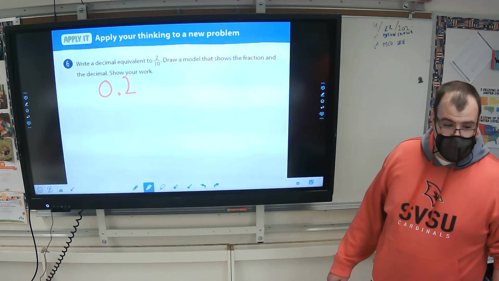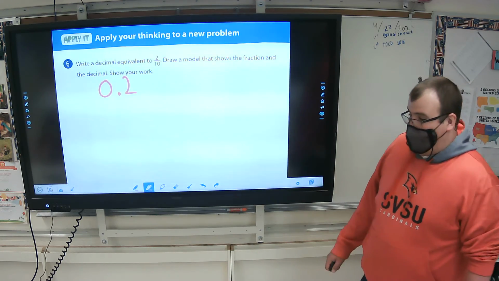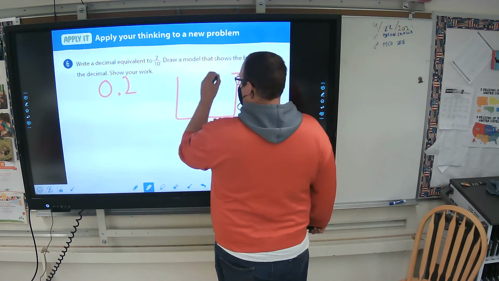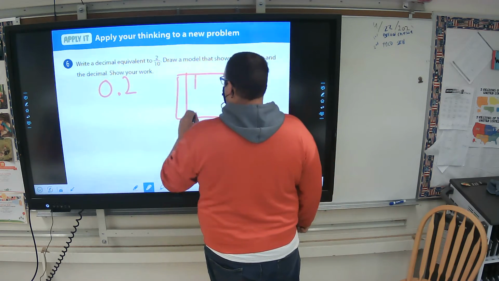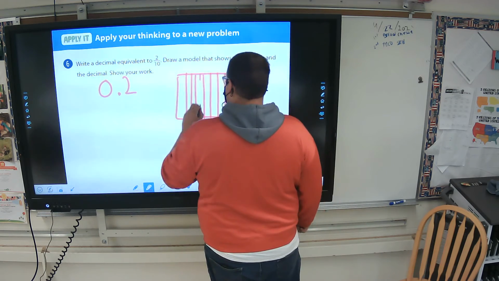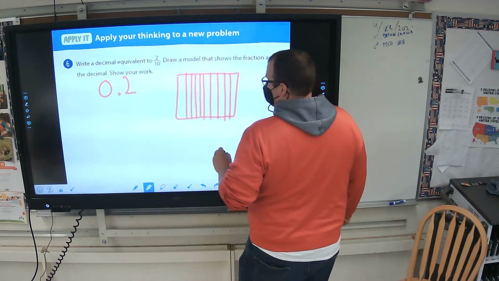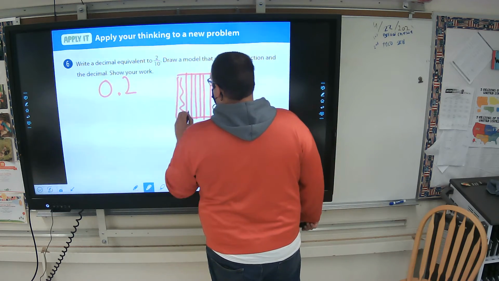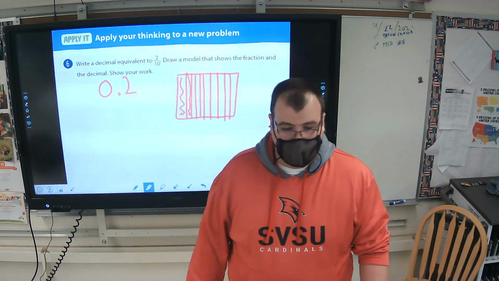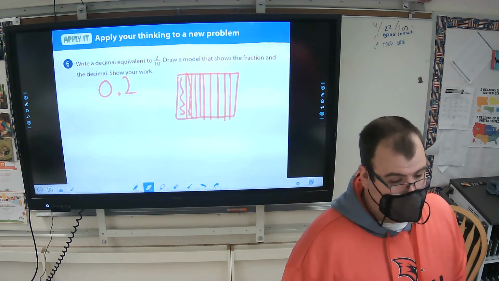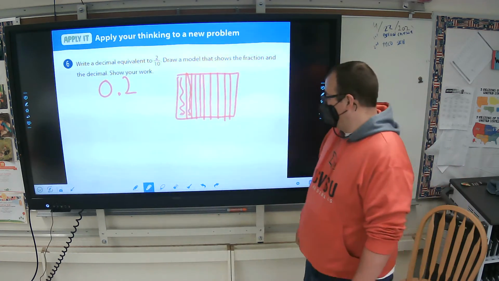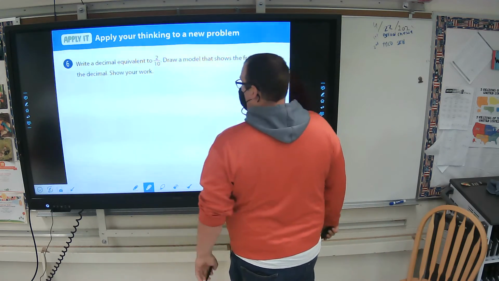We got to draw a model for it, right? So what's my model going to look like? Amelia? You're going to have 10 blocks and 2 colored. You're going to have 10 of them, right? And 2 shaded in. Make sense? How many had that? I kind of had the second part, but I didn't have the first part.